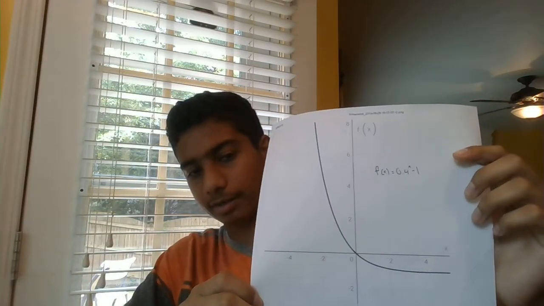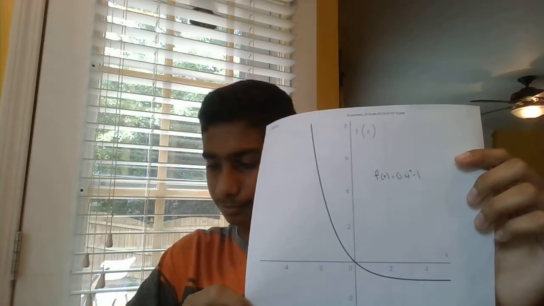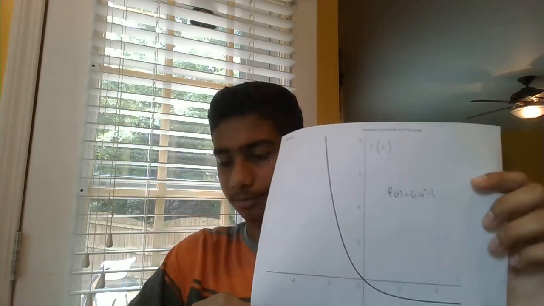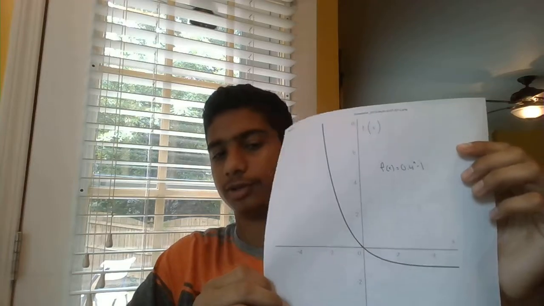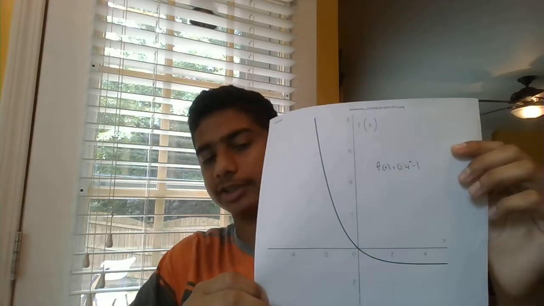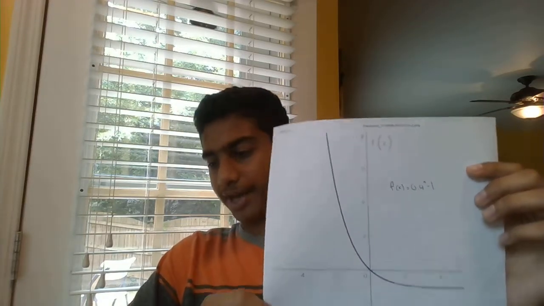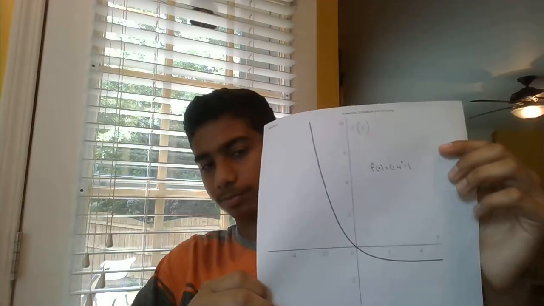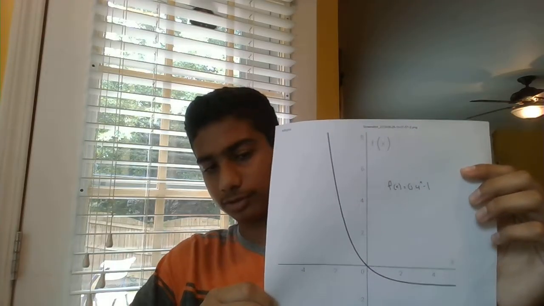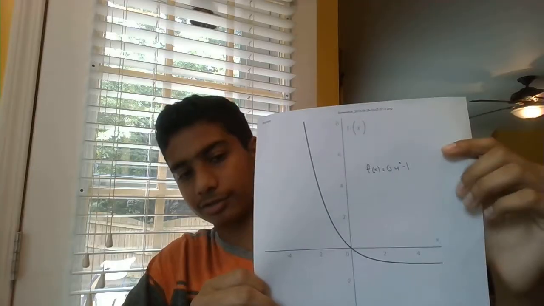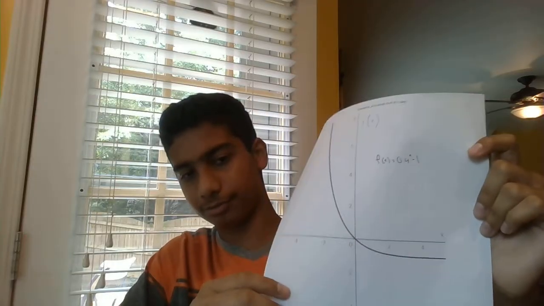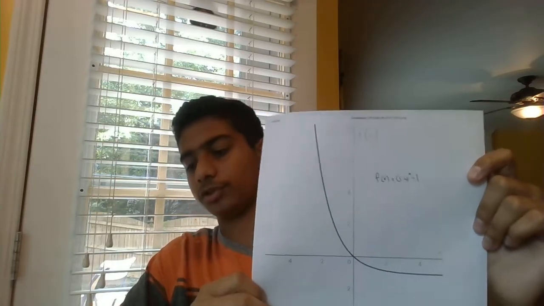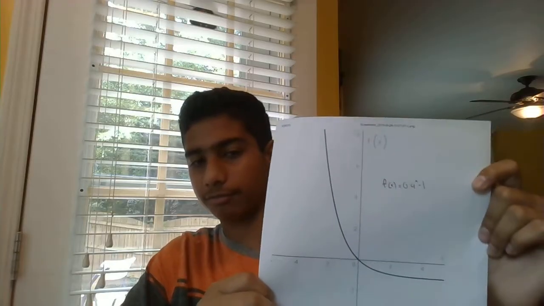So looking at the graph, you can see that the domain is negative infinity to positive infinity. The range is -1 to positive infinity. And the x and y intercepts are at 0, 0. This stuff you can just see by looking at the graph.